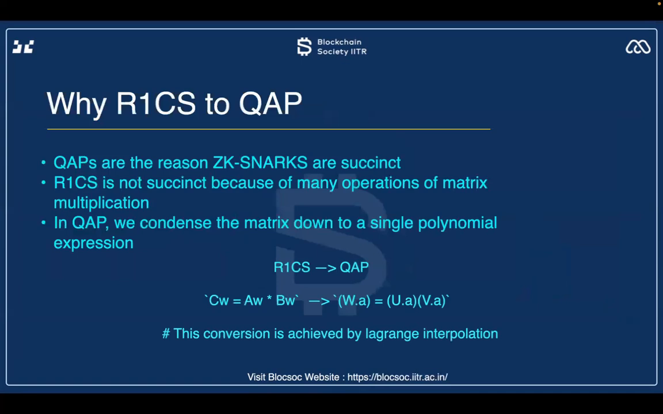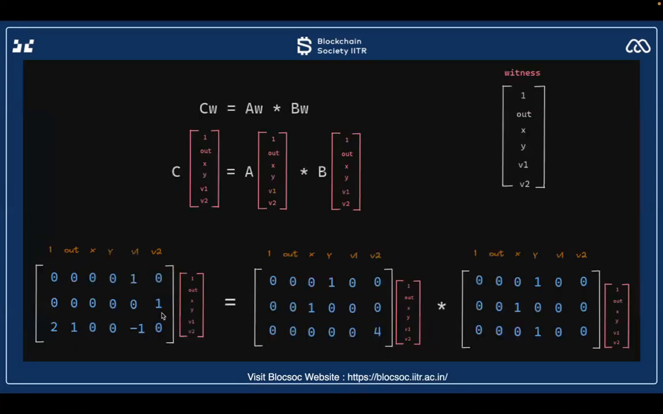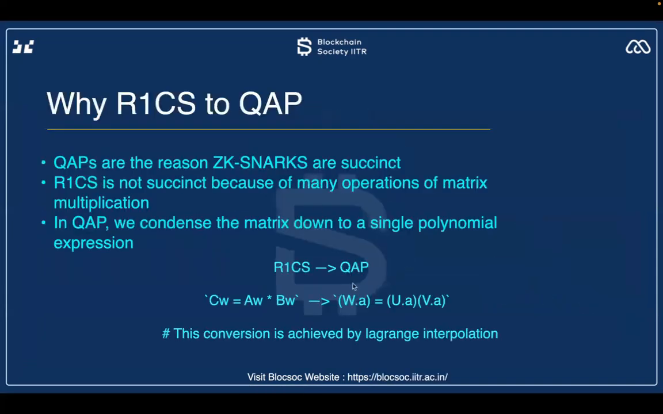So that's the reason this conversion is there, because QAPs are the reason ZK-SNARKs are succinct. We condense a matrix to a single polynomial expression using Lagrange interpolation. What it is, I will come to that later. At the end of R1CS, we got Cw = Aw * Bw, where C, A, B are my matrices. We will convert it into this part.